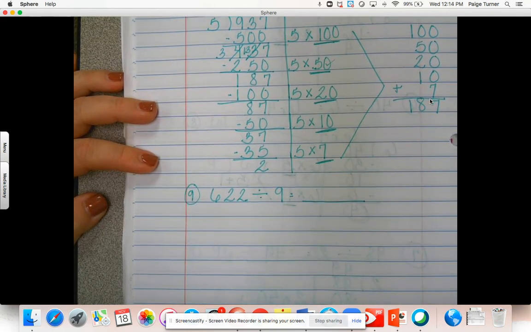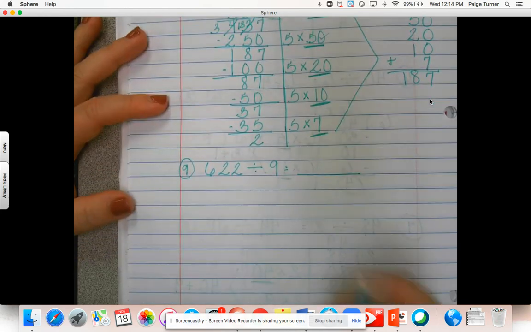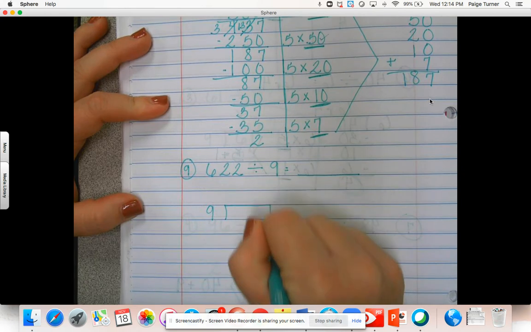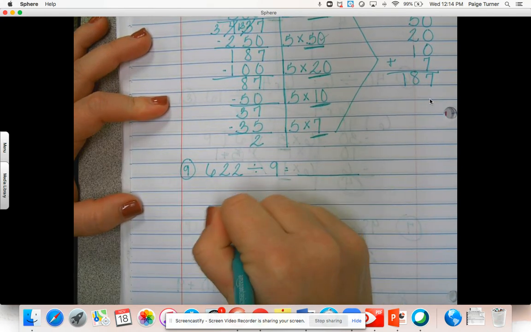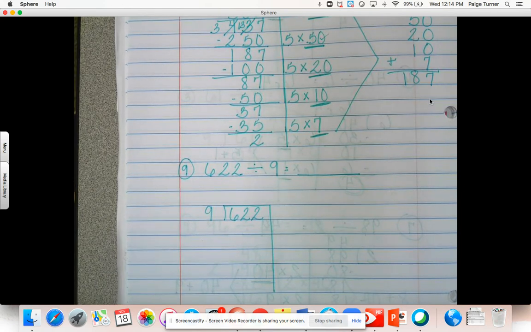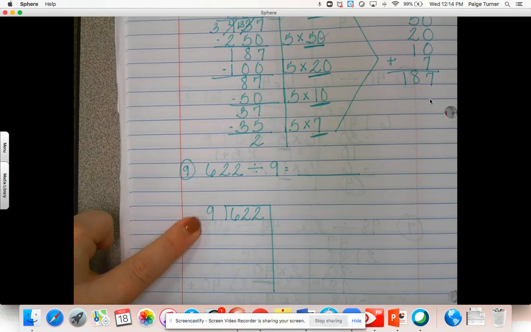622 divided by 9. Okay. All right, so let's go ahead and set this one up. Skip down a couple lines. So 9, big 7, 622. All right, so we're going to try to break down 622 using multiples of 9.